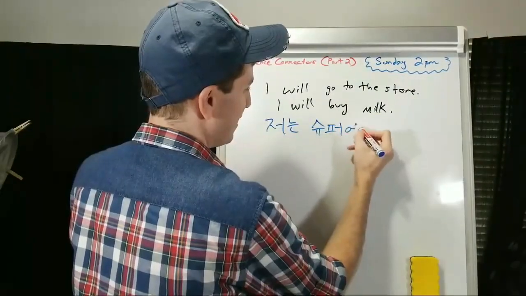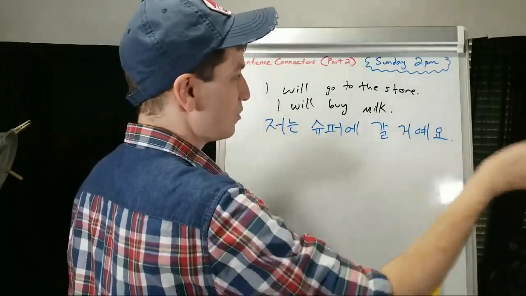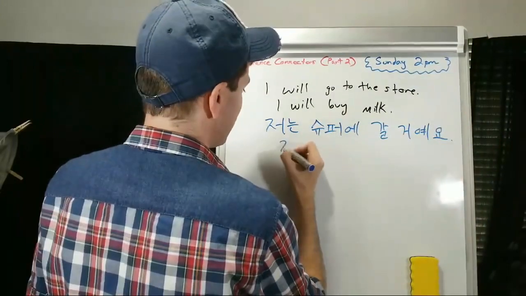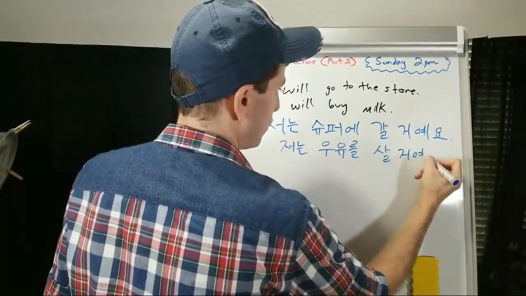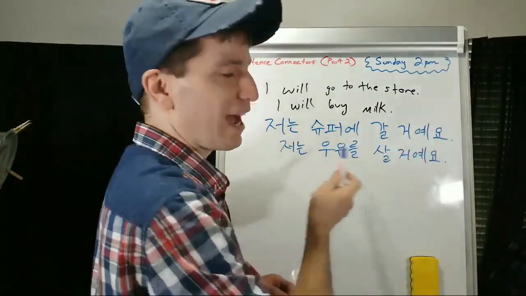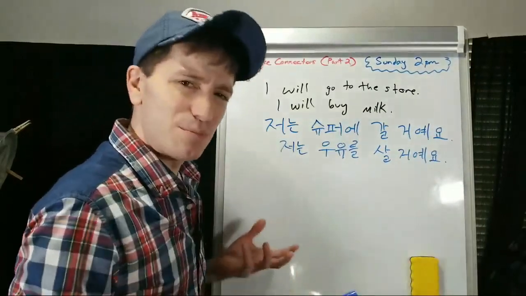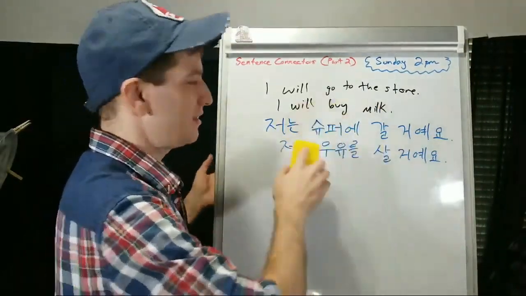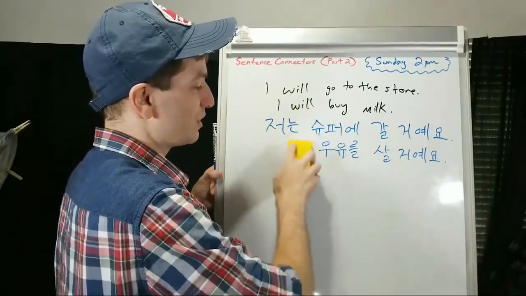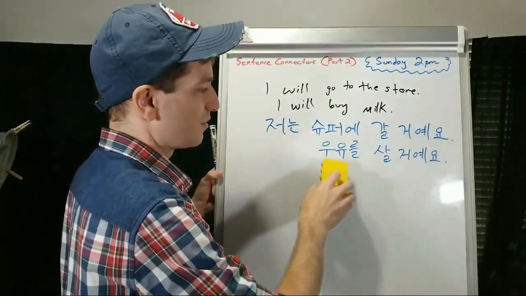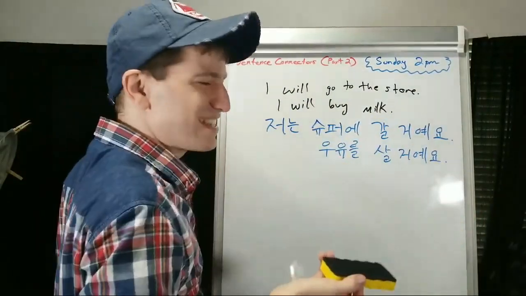저는 슈퍼에 갈 거예요. I will go to the supermarket. And then we can have this sentence. 저는 우유를 살 거예요. I will go to the supermarket and I will buy milk. And this is really boring. For one thing, we don't need to repeat the topic marker here. We don't have to say 저는 twice. So 저는 슈퍼에 갈 거예요. 우유를 살 거예요, right? It's still unnecessary.